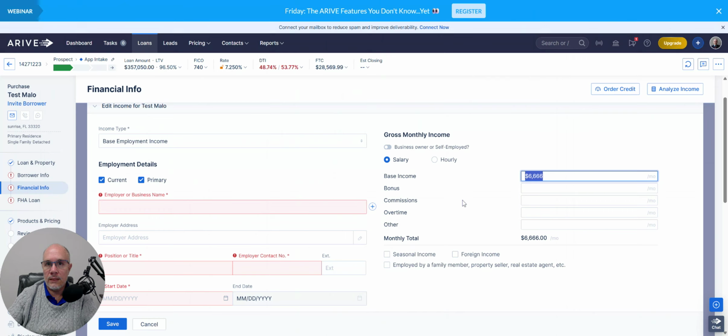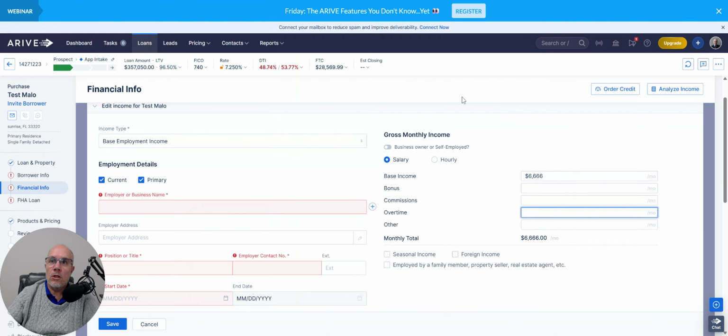Okay, and if that is the case, then I add the 2 years divided by 24, and that amount will go here under overtime or commission. That's why the qualification is going to be lower than what people actually think their salary is. And yep, that's pretty much how I calculate the income.